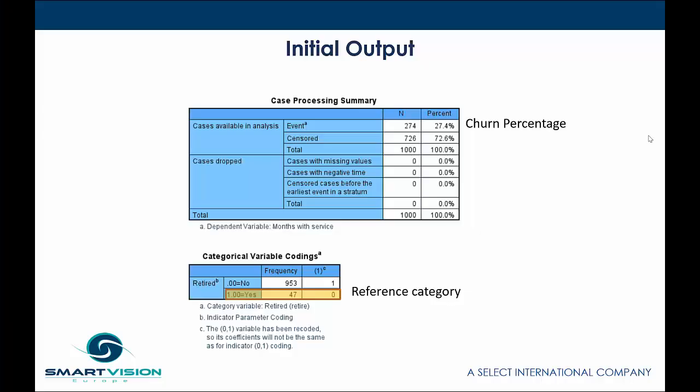So looking at the regression output, the first thing that we encounter is the case processing summary, something that's pretty common in SPSS, simply telling us that 1,000 cases were entered into the procedure. And of those 1,000 cases, 274 of them experienced the event.